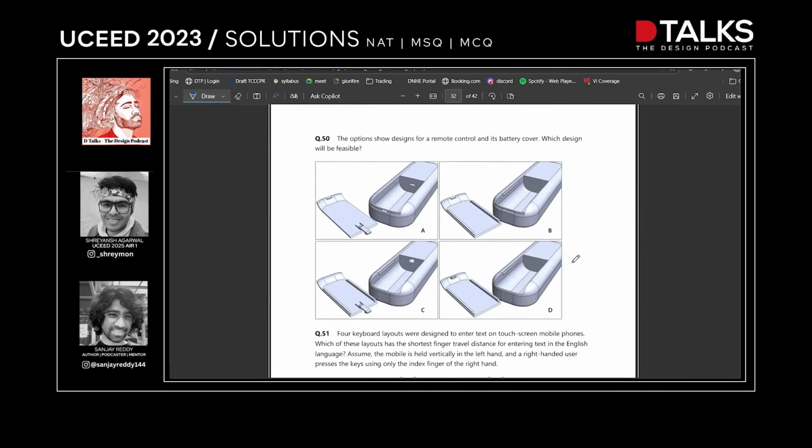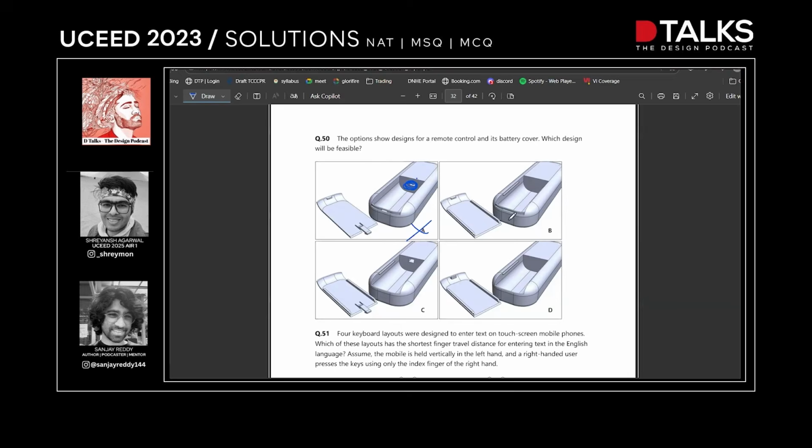50. The options show designs for a remote control and its battery cover. Which design will be feasible? Just to properly lock in, basically. Yeah, so you want it to lock in properly. So in option A, this is way too narrow, and it's also very, very low. So it's probably never gonna fit in. A is wrong.